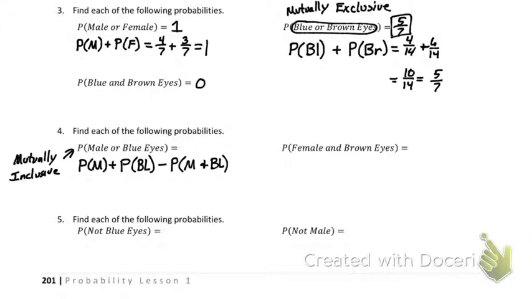So we said the probability of being male again was that 8? I don't want to look up there. Yeah. 8 out of 14. The probability of blue eyes was 4 out of 14. What was the probability of being male and blue-eyed? 2.